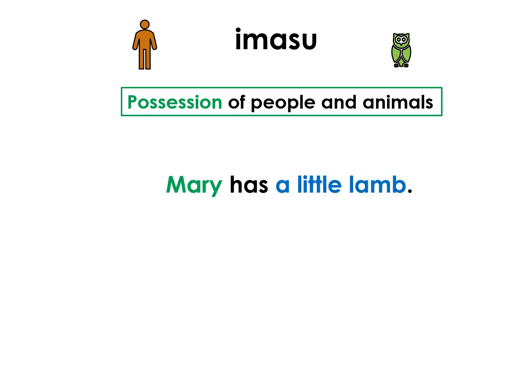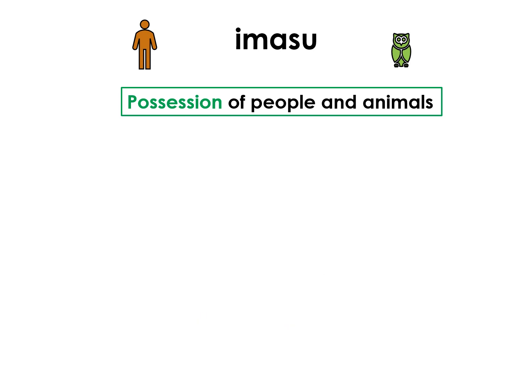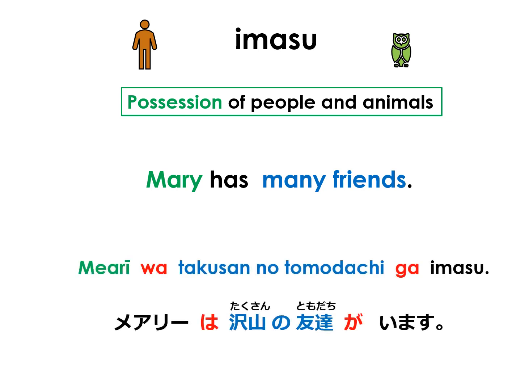Mary has a little lamb. In Japanese, that is, Mary wa kohitsuji ga imasu. Let's talk about Mary. As for Mary, a little lamb exists. To say Mary has many friends, in Japanese, that is, Mary wa takusan no tomodachi ga imasu.